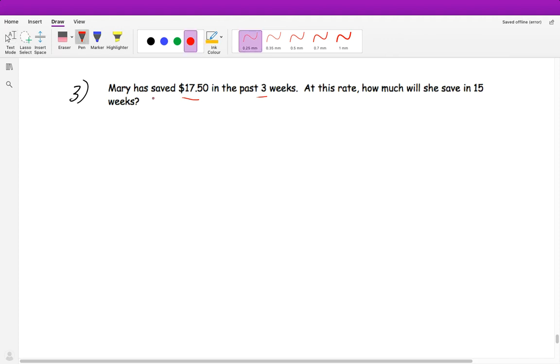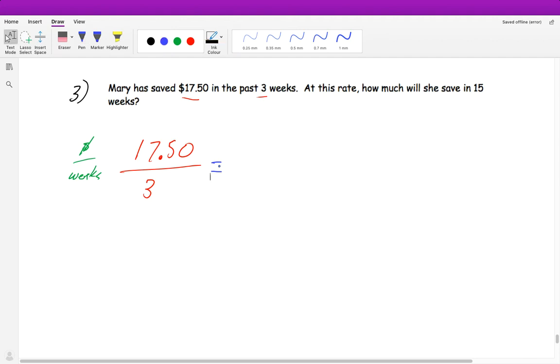So I'm going to go ahead and set up my ratio. So I'm going to do 17.50 over 3. All right, so now, once again, you just must stay consistent. I did money over weeks. So that means when I set up my next ratio, I must do the same thing.